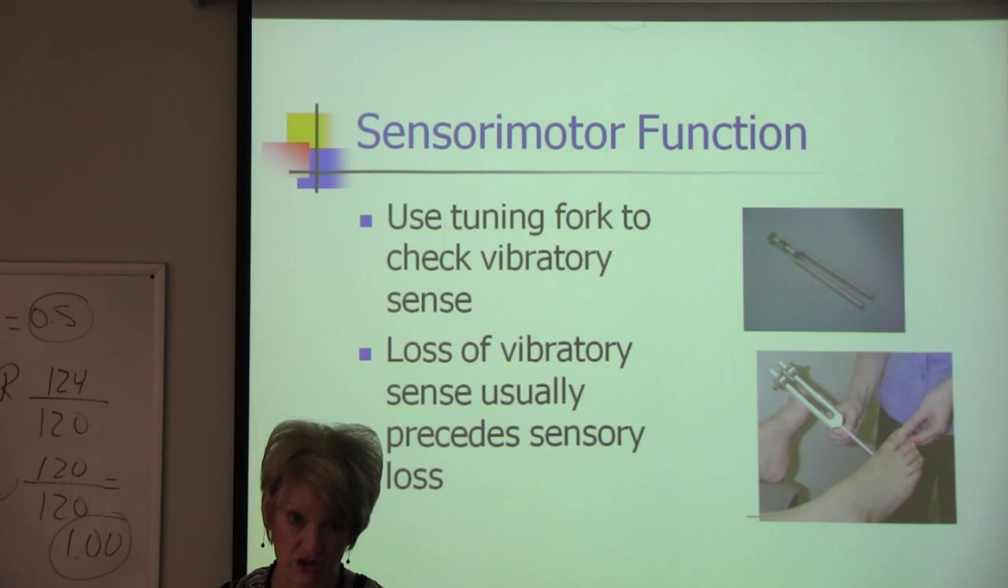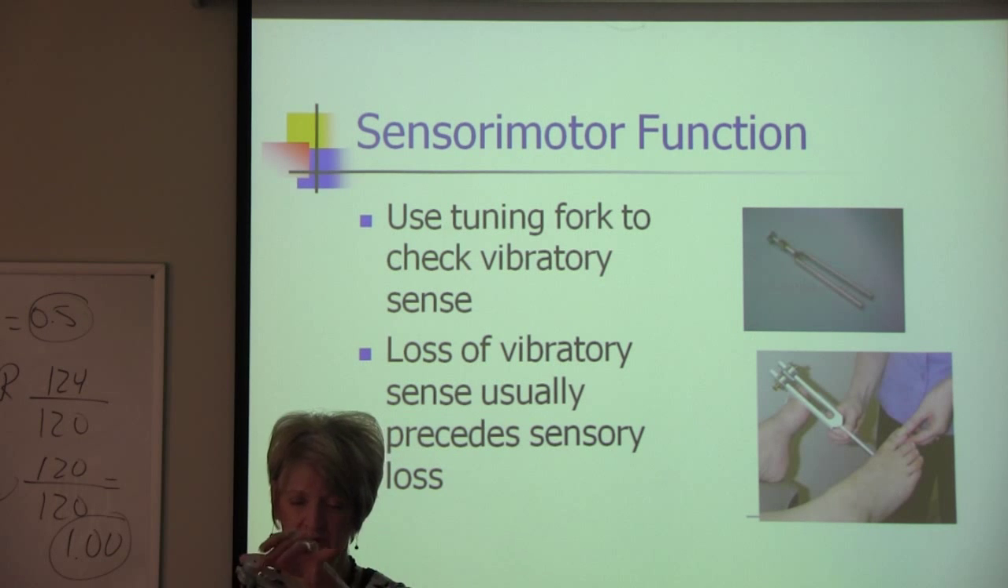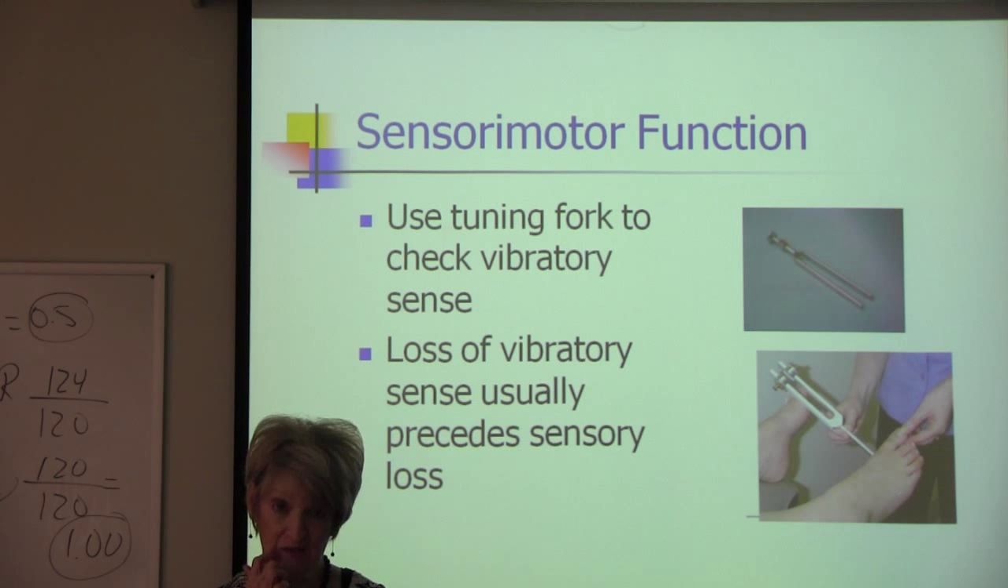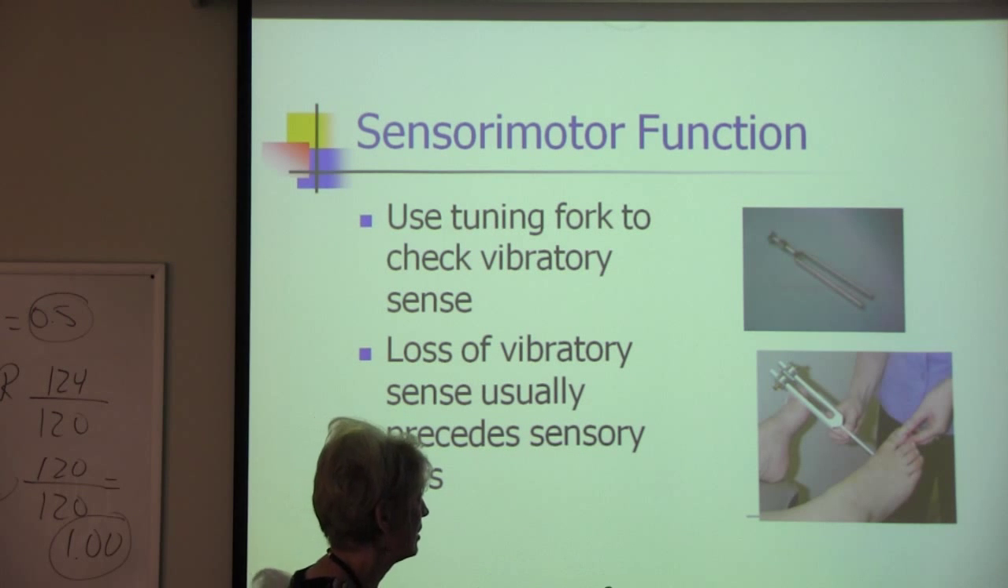I was feeling pressure. So normal, I feel vibration, it stopped. Abnormal, I feel it, no response. You move it, I say it stopped. That means I retain pressure awareness, but I've lost vibratory sense. So you see the tuning fork.